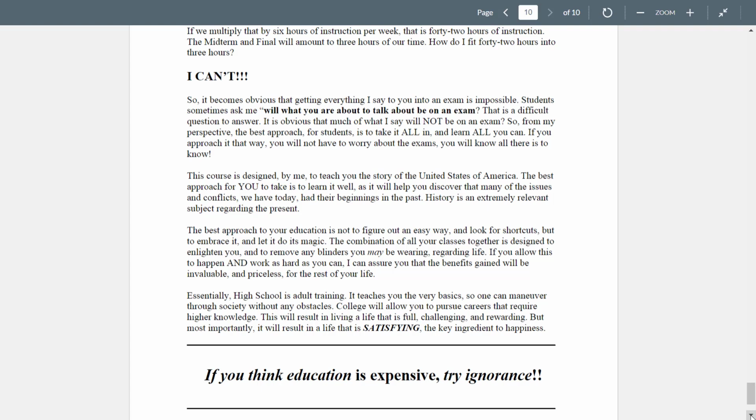If you do something that satisfies you, it doesn't really become about how much money you make. If you're doing something you love, but the money's not great, it will come over time. You'll find a way. Satisfaction is what it's all about. Okay, if you think education is expensive, then try ignorance. That is the end of this tutorial.